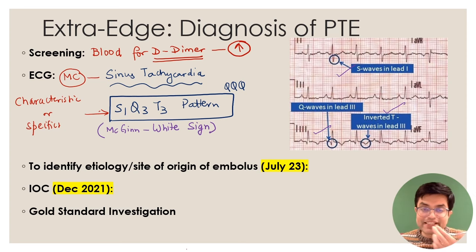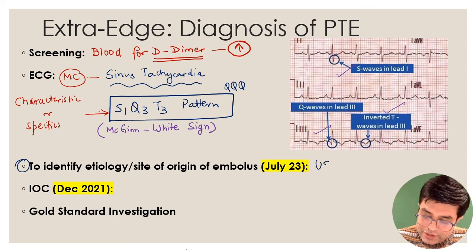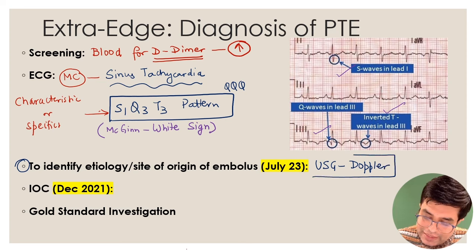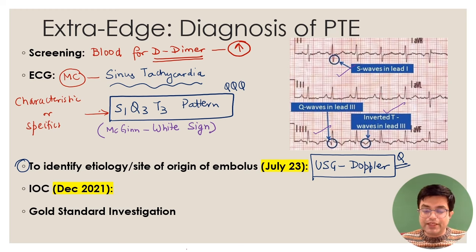Then what is the investigation you will do to check for etiology or site of origin of embolus? देखो embolus से आया है तो कहीं से तो आया है. Usually it is coming from the calf veins. तो उसको आइडेंटिफाई करने का इन्वेस्टिगेशन क्या है? We will do a ultrasound Doppler. And if you have appeared in the July 23 exam, this is a case-based scenario asked in July 23 FMG paper. कि etiology का मतलब cause identify करने के लिए for pulmonary embolism, where is the embolus arising from? You will do ultrasound Doppler of the lower limbs. So ultrasound Doppler of the lower limbs is recommended in these patients.